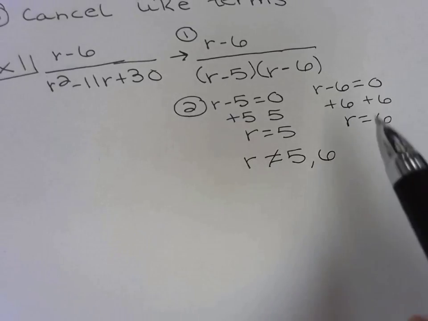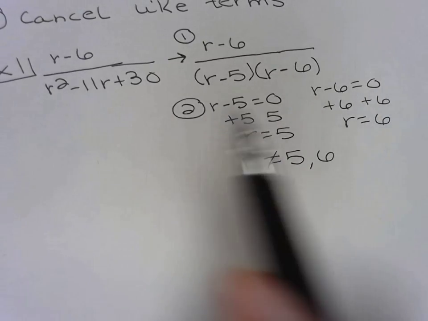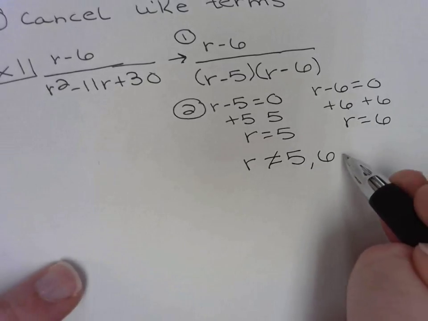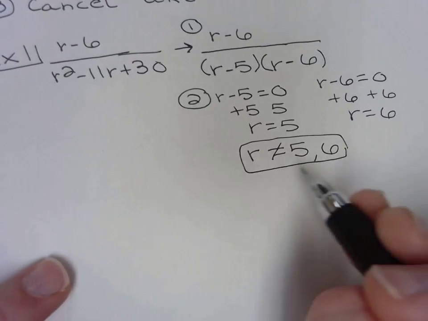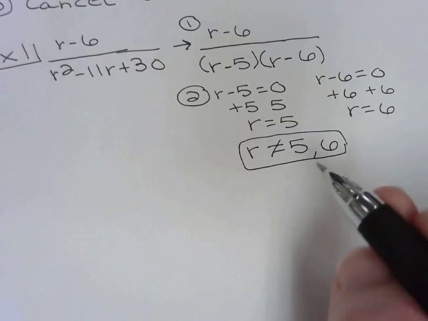You do not have to set each part equal to 0 if you can just look at it. Like these two I could just look at. But if it's a more complicated one, you may have to set equal to 0. So that's the answer? Well, that's the restricted values. So that's one answer. It's going to say simplify and tell me the restricted answer. These are the restricted values, which means I can't have those values.